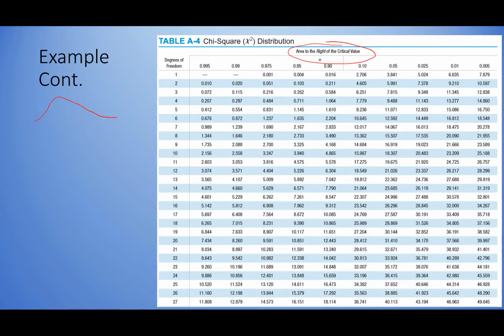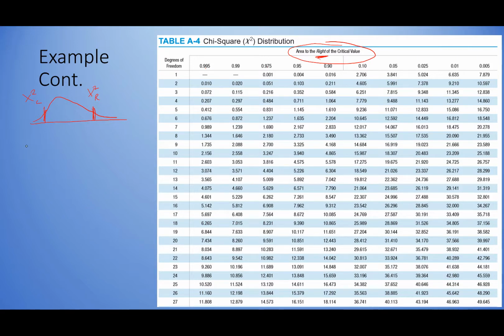Then with our table, the areas up here are to the right of our critical values, and we have our degrees of freedom along the side here. The values on the inside are the critical values. So if we need to find our chi-squared left and our chi-squared right value, the chi-squared left value is the critical value on the left, and the chi-squared right value is the critical value on the right.